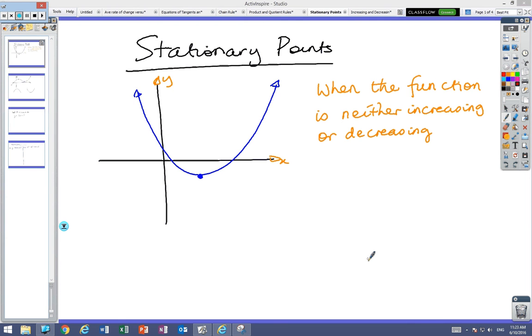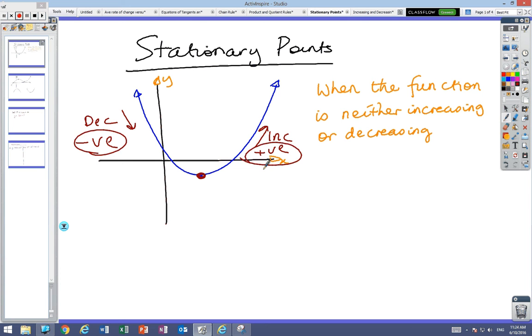Okay, so in the last video we were talking about increasing and decreasing functions, and now we're looking at what happens in between increasing and decreasing. Down on this particular one here the function is decreasing and the gradient was negative, and on this side the function was increasing and the gradient was positive. So in between negative and positive is the number 0. If we did the tangent, we'd have a gradient of 0. Okay, so stationary point.